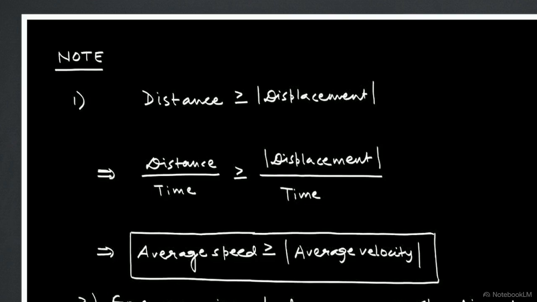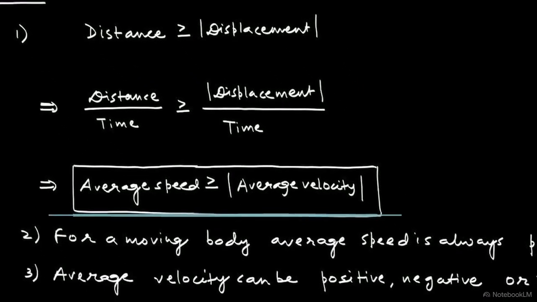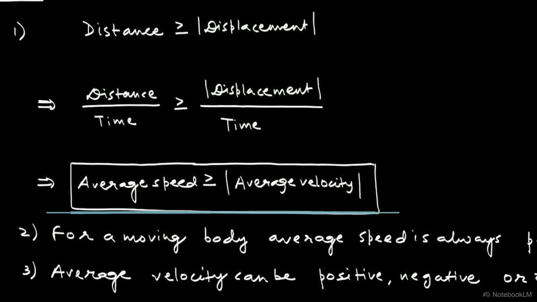Distance accumulates continuously, but displacement can decrease if an object changes direction. Therefore, total distance is always greater than or equal to the magnitude of displacement, meaning average speed will always be greater than or equal to the magnitude of average velocity.